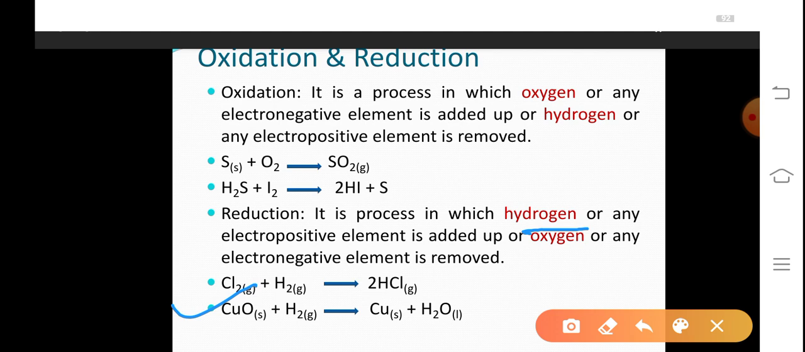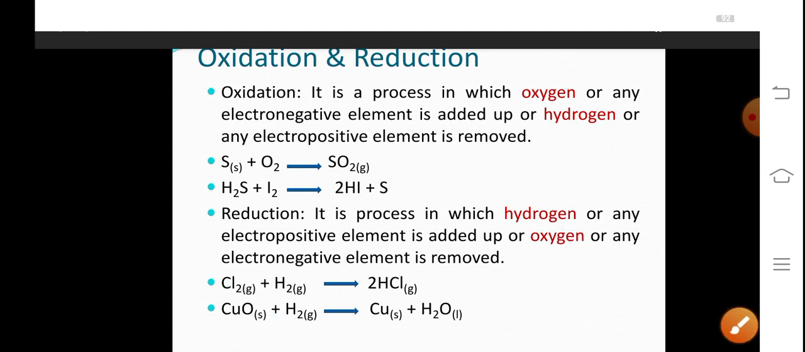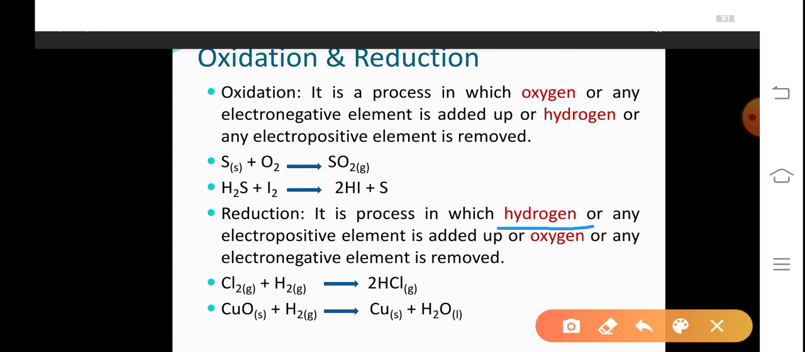In the second example, copper oxide plus hydrogen forms copper and water. So here hydrogen is not added to the copper oxide, but oxygen is removed from the copper oxide. So we can say that here copper oxide is being reduced. So what is reduction? It is a process in which hydrogen is added or oxygen is removed.